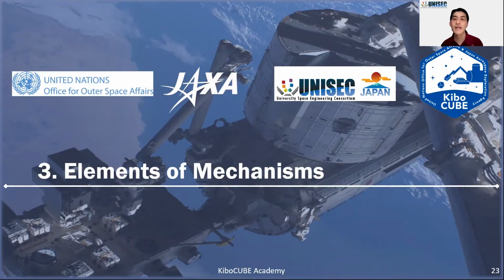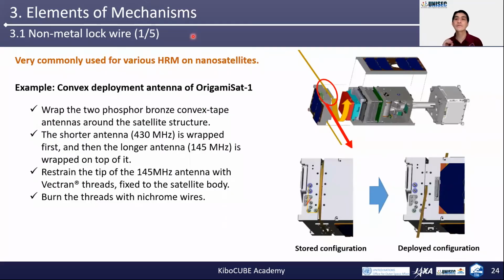Now I talk about elements of mechanisms commonly used in nanosatellite systems. The first element is non-metal rock wire. This is very commonly used for various hold and release mechanisms on nanosatellites. I have 5 slides to explain this mechanism element. I take OrigamiSat-1's deployment antenna as an example.